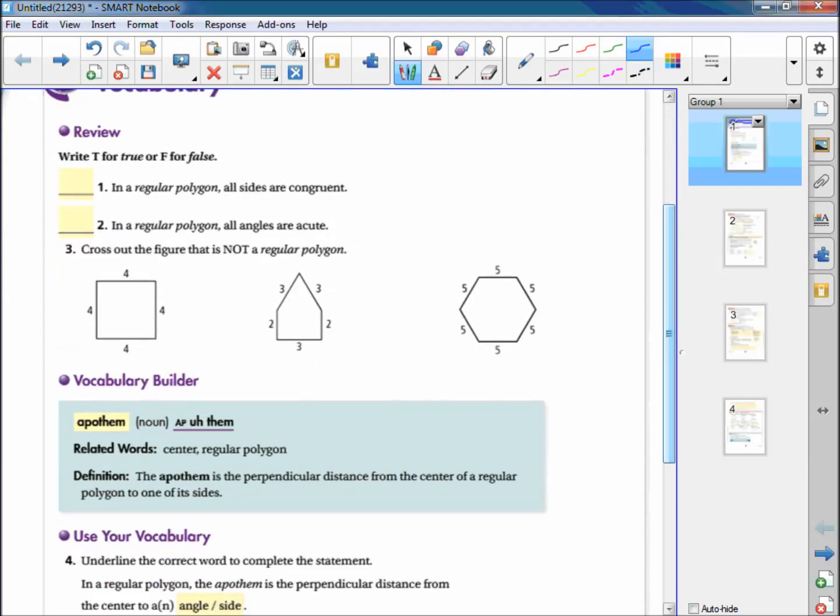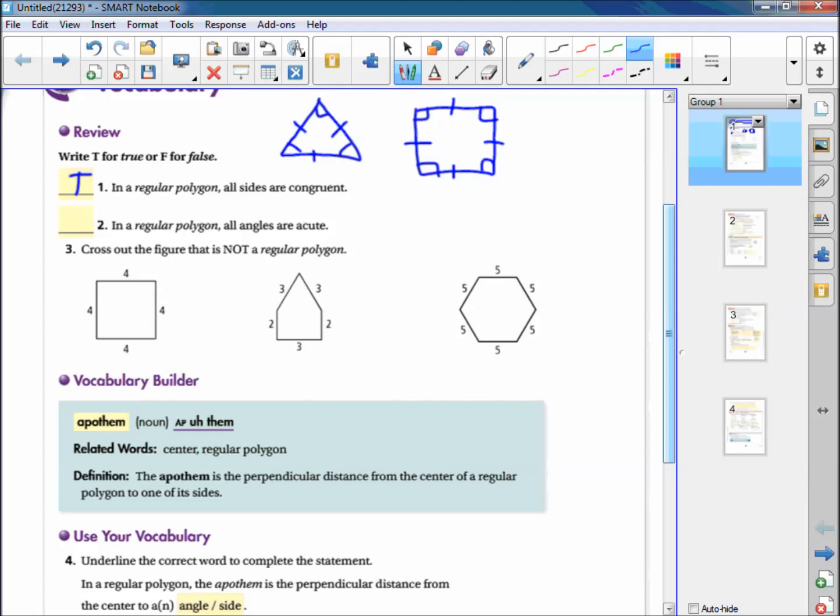In a regular polygon, all of the sides are congruent, and this is true. This is what makes it a regular polygon. Remember, a square is your basic quadrilateral regular polygon, and that's because we have 4 congruent sides and 4 congruent angles. An equilateral triangle is your 3-sided regular polygon because we have 3 congruent sides and 3 congruent angles, and so forth. So we always can have congruent sides and congruent angles in a regular polygon.